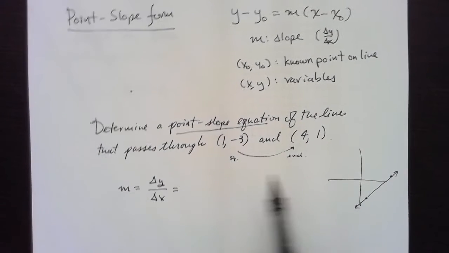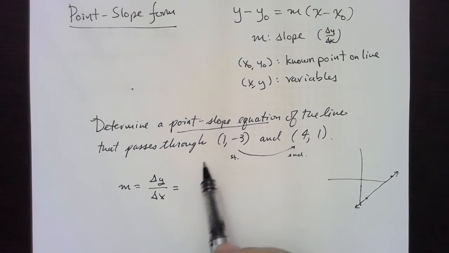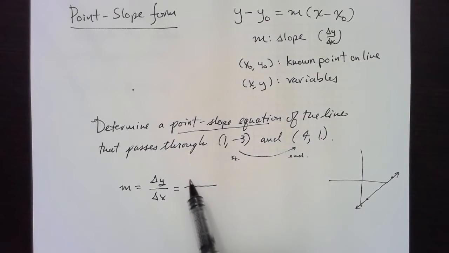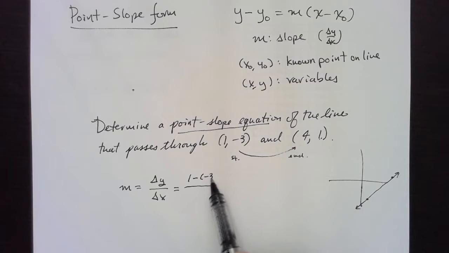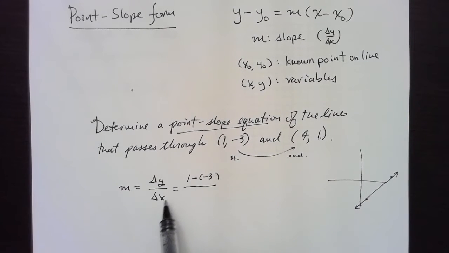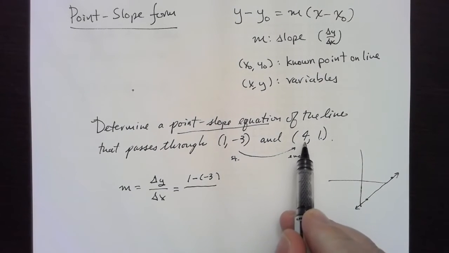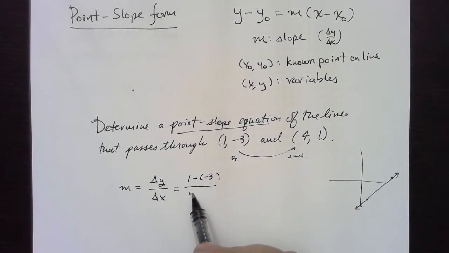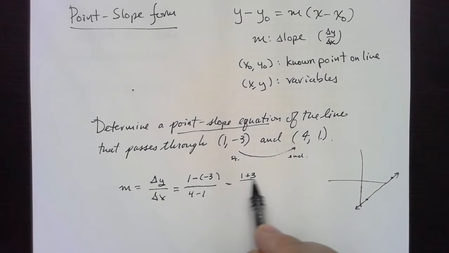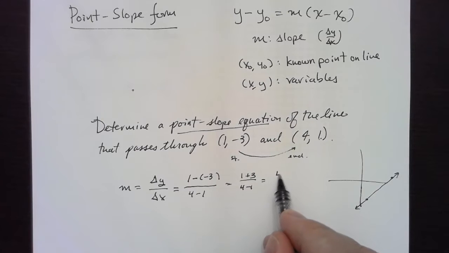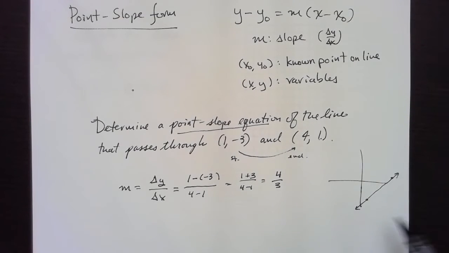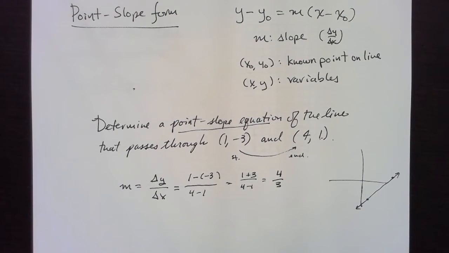So for my slope, change in y, remember y is on top, is 1 minus negative 3, end minus start. Change in x, 4 minus 1. So this is 1 plus 3 over 4 minus 1. So this is 4 over 3. So that's the slope of this line, and it is a positive value, as we guessed from looking at the picture over here.